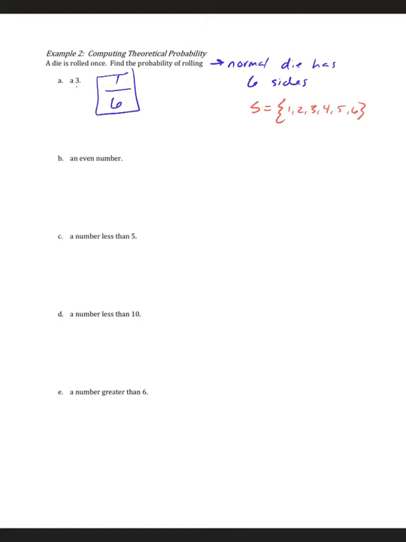Again, the number in the numerator is how many of these would satisfy what it's asking. The denominator is always going to be 6 in this case because there's 6 total possibilities. So now we're looking at an even number. Looking at our sample space, we know that a 2 is even, a 4 is even, and a 6 is even. So here, there's 3 different possibilities out of a total of 6. We want to always reduce our fractions, so we get 1/2. You have 1 out of 2 chances of rolling an even number.